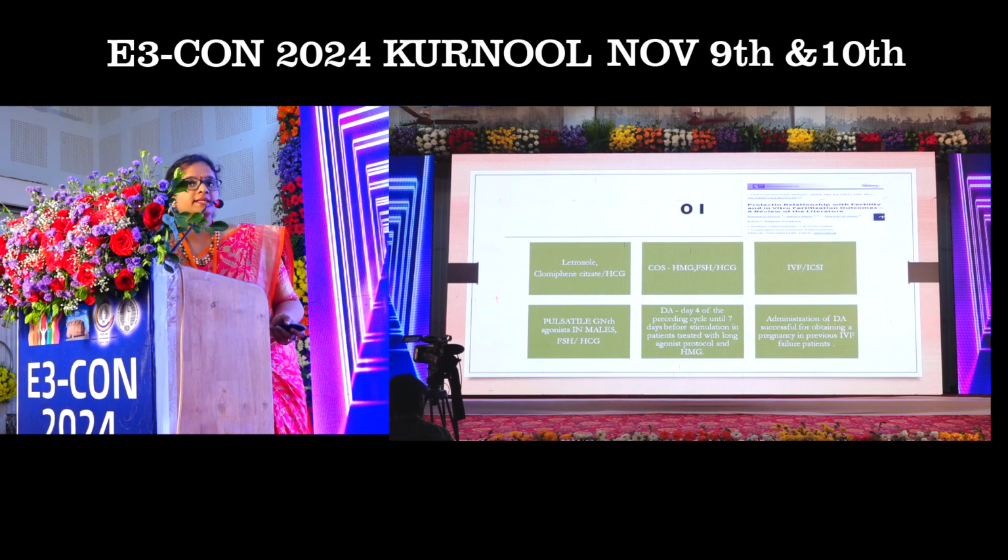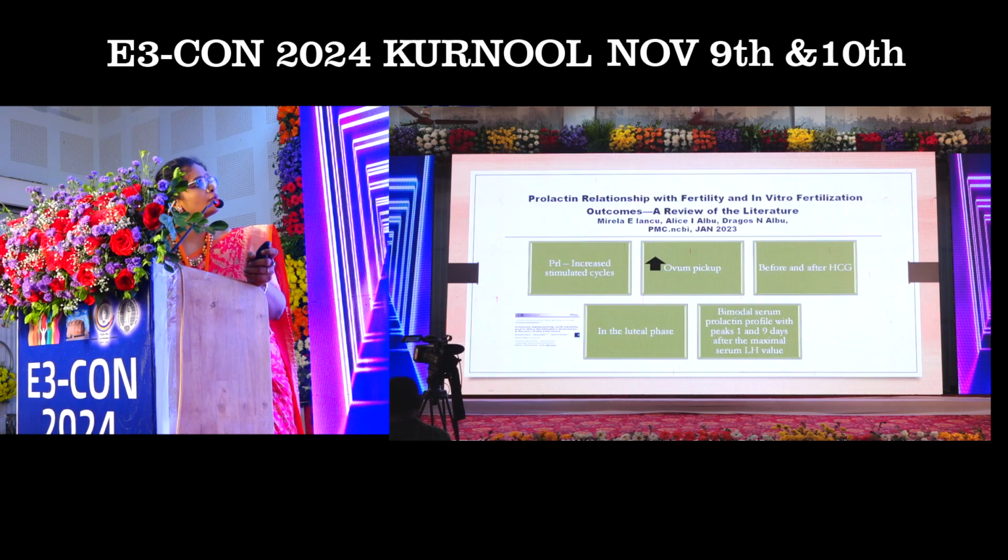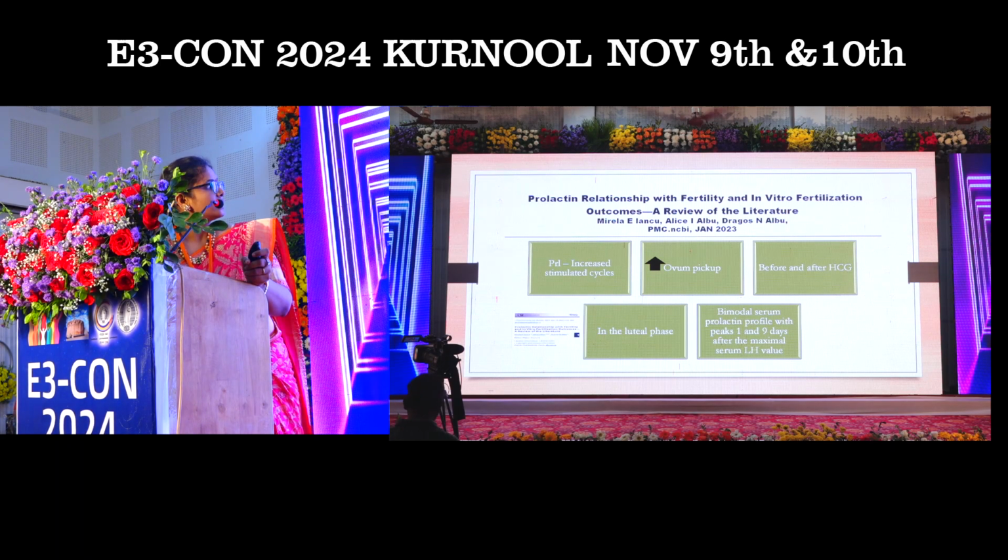Actually, a dopamine agonist can be started in IVF treatment from day 4 of the preceding cycle until 7 days before stimulation in patients treated with long agonist protocols, and HMG can be given. Administration of a dopamine agonist has been successful in obtaining a pregnancy in previous IVF failure patients. So the studies are showing that in IVF, when started along with cabergoline, prolactin levels are increased in stimulated cycles compared with spontaneous cycles.